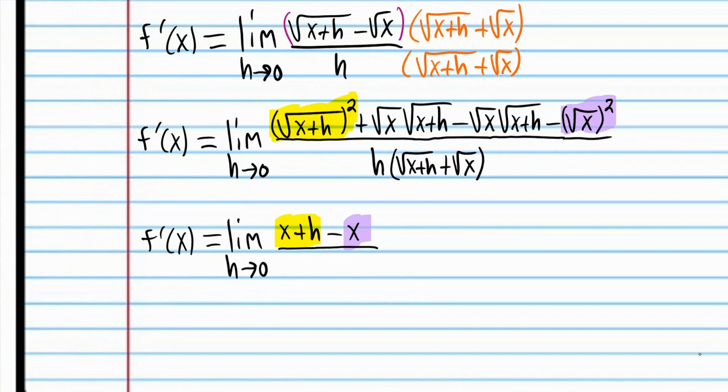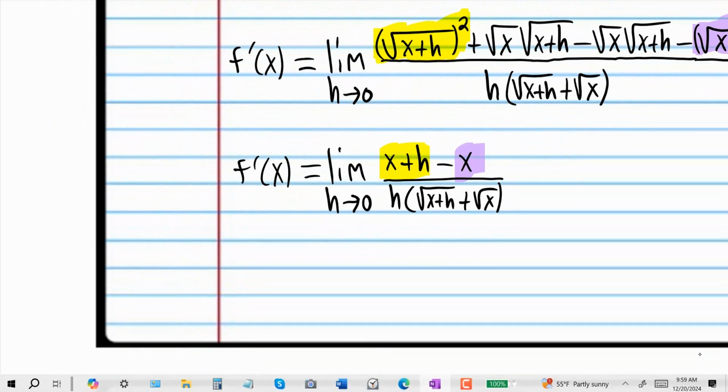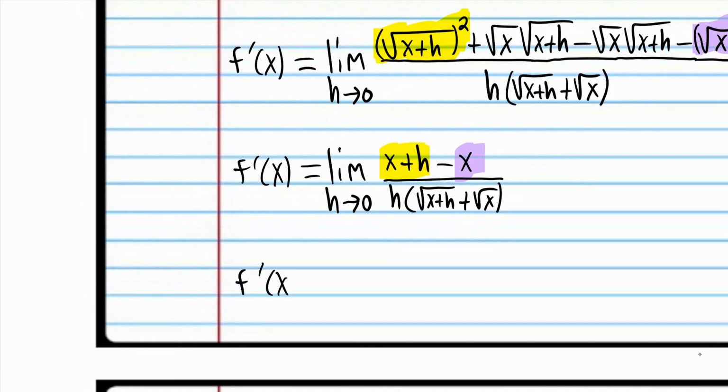And then of course we just rewrite the denominator. We have h times root x plus h plus root x. So now the derivative is equal to the limit of h, because the x's cancel out. Notice that those x's cancel out.